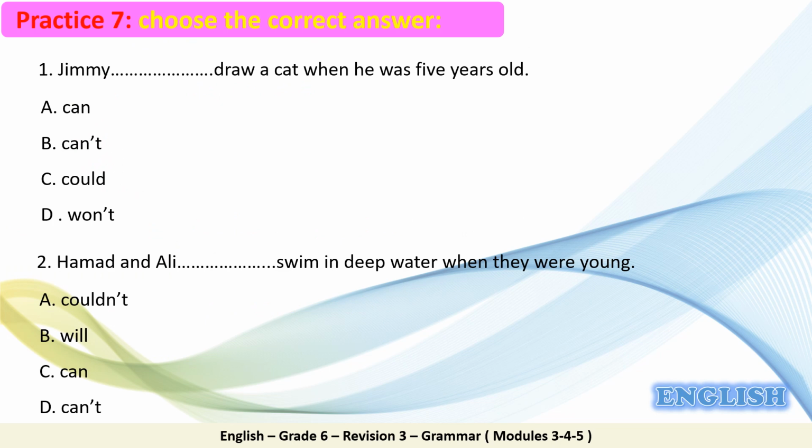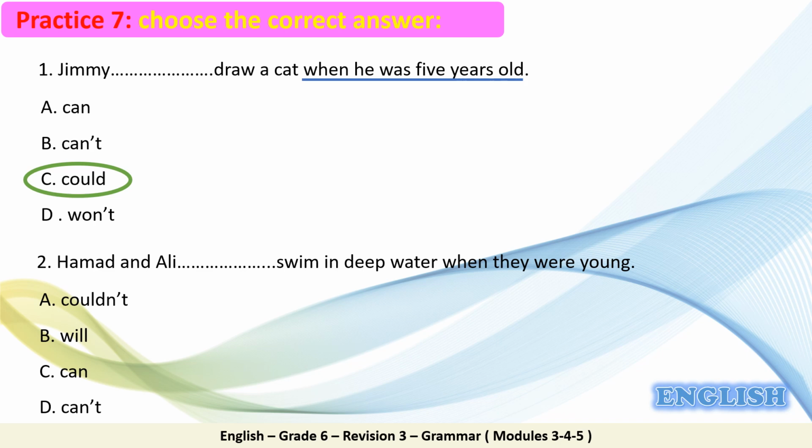Our practice now. Choose the correct answer. Jimmy can draw, can't draw, or could draw, or won't draw a cat when he was 5 years old. When he was 5 years old, it indicates the past. Great. So what is the answer? Very good. Jimmy could draw a cat when he was young.